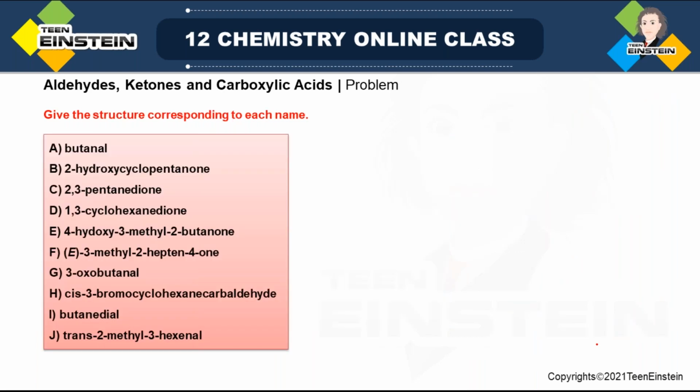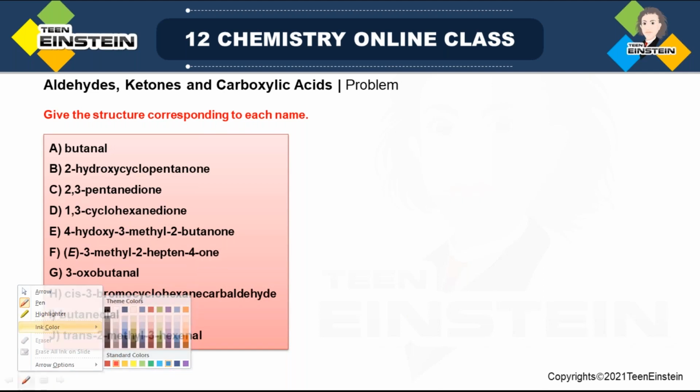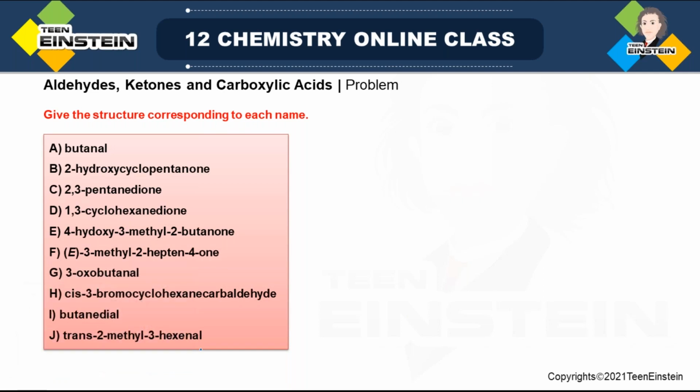So in the previous slide we have seen some structures are there, we have written the name, but now we'll do the opposite, that is names are given, you have to write the structure. A, butanal. Now but, it means it is 4 carbon, ANAL, so it is ending with CHO, so it should be something like this. 4 carbon, 1, 2, 3, 4, very simple.